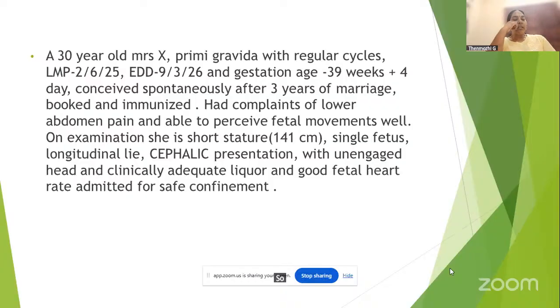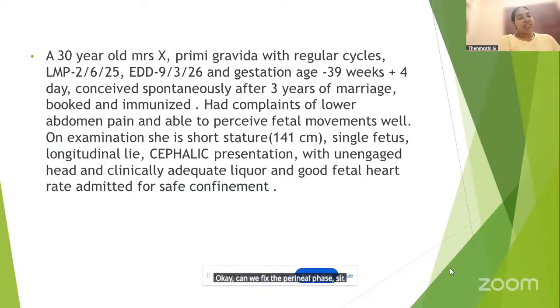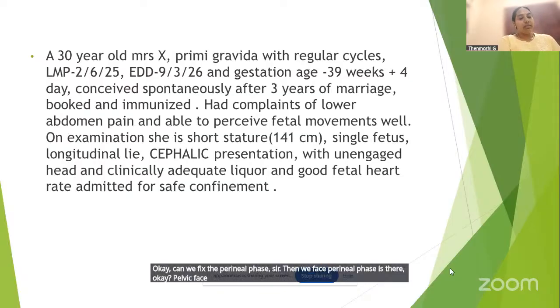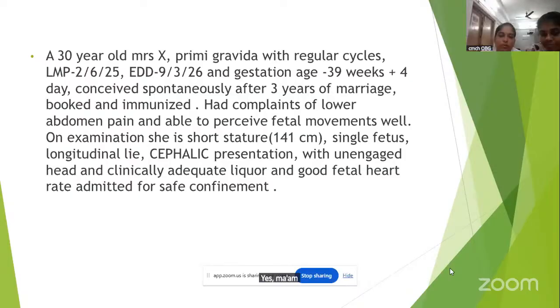What spaces are there in the second stage? We have to look for the perineal descent. There is a pelvic phase and a perineal phase. In the pelvic phase we look for the descent, and then in the perineal phase, what do you do? Bearing down effect, ma'am.